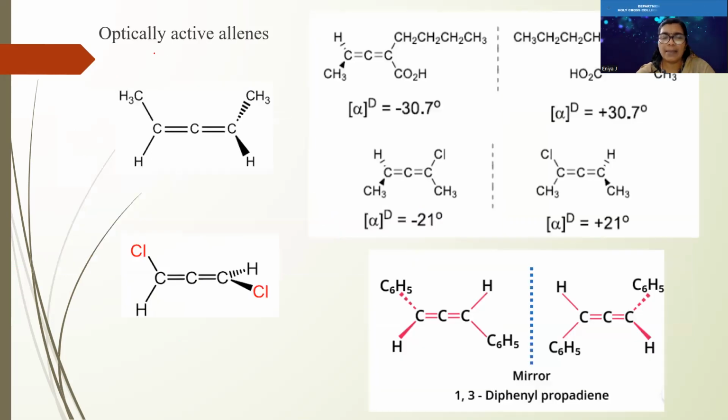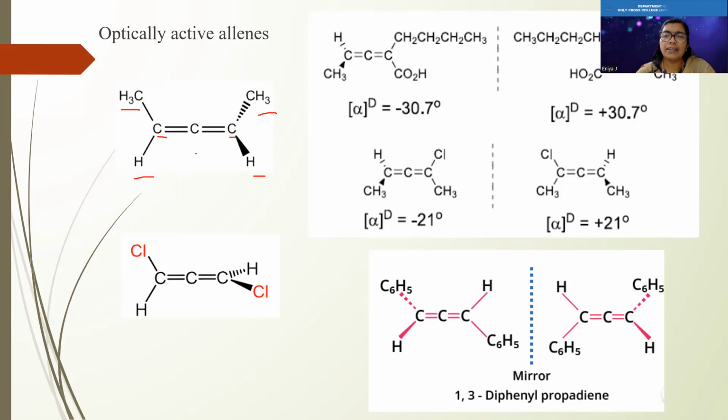So these are some examples of optically active allenes. In the first one, this is the terminal carbon atom and this is the other terminal carbon atom. Here the groups present in the terminal carbon atoms are CH3 and hydrogen. These are different. Here also it is CH3 and hydrogen. This allene is optically active and it exists as enantiomers.